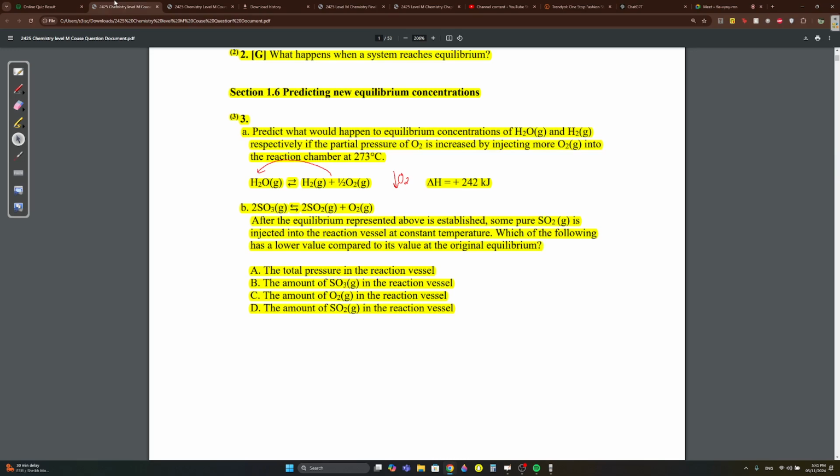For part B, after the equilibrium represented above is established, some pure SO2 is injected into the reaction vessel at a constant temperature. Which of the following has a lower value compared to before the injection? You increase SO2, so what will the system do? It will decrease SO2, so it's going to move to the left. So SO3 will increase. Which is going to be lower? It's going to be O2 because the reaction goes to the left, so the amount of O2 will be lower, right?